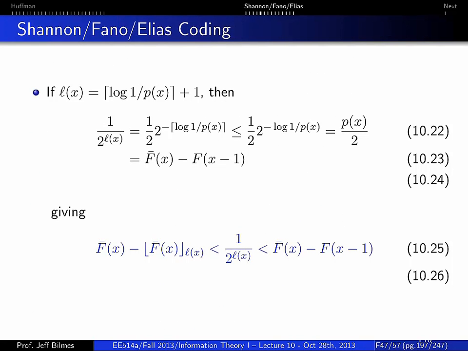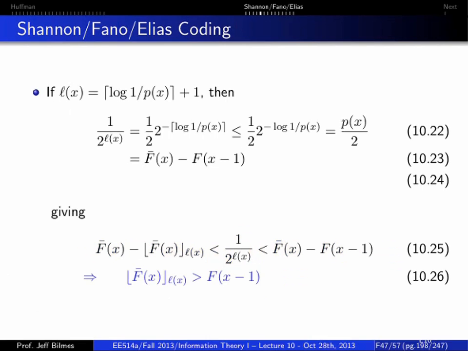and we get the following results: 1 over 2 to the L is strictly less than this, and it's strictly greater than this. Now again, it's important to realize that these are strict inequalities. They're not less than or equal to, these are strictly less. And so now what we can do is solve for a lower bound for the truncated version, which basically says that the truncated f bar to L bits is going to be strictly greater than f of x minus 1. Now, this strictness is good for the following reason.